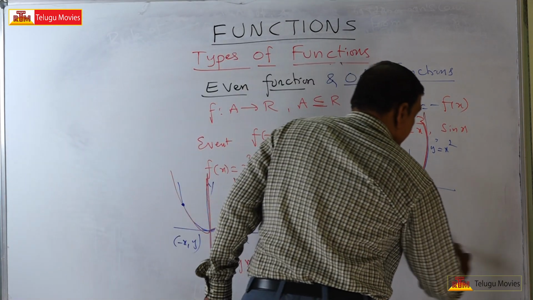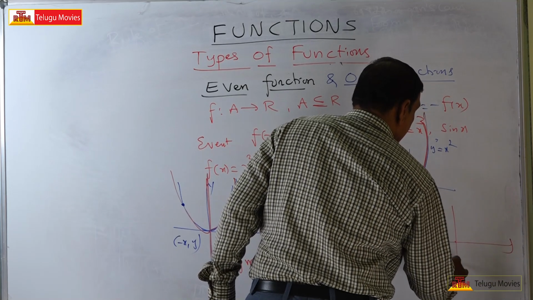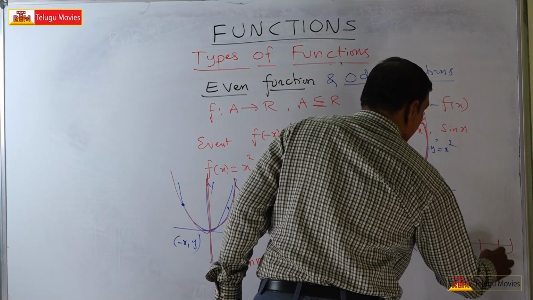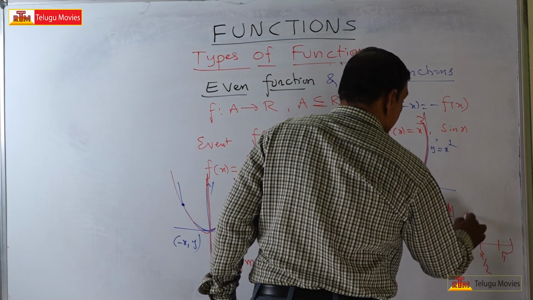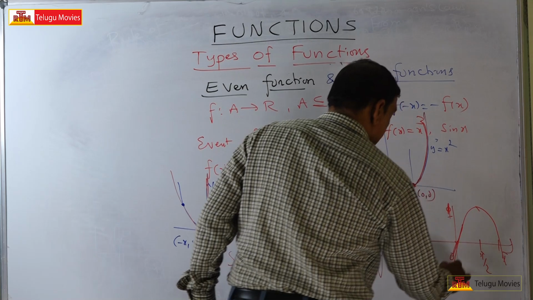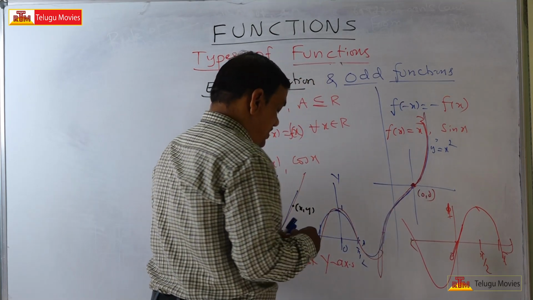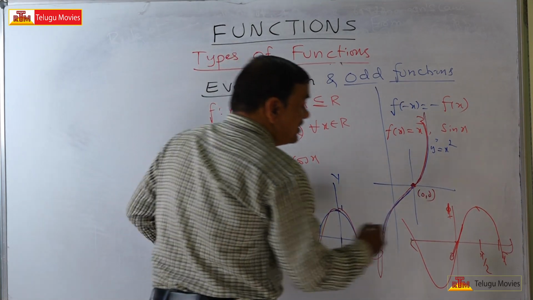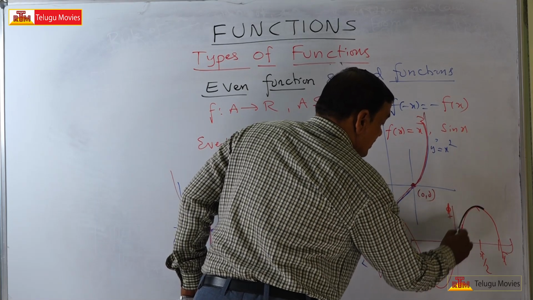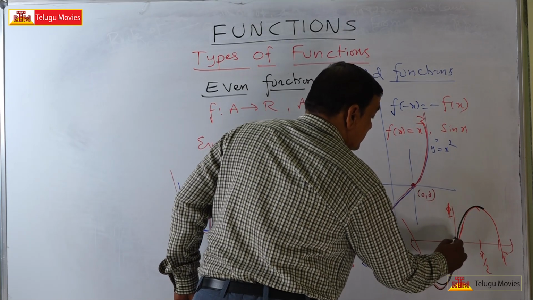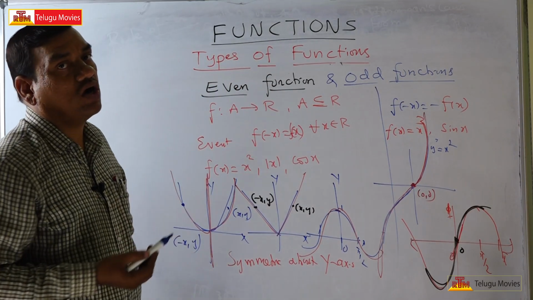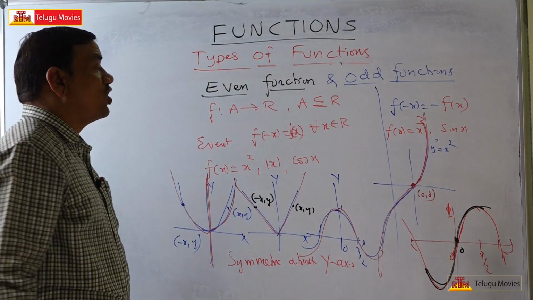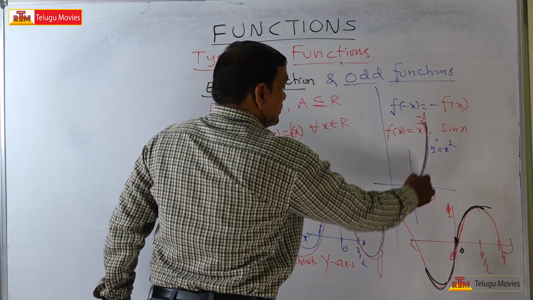Observe the sin x graph. So this is sin 0, this is pi by 2, this is pi, this is 0. 1, sorry. So this is pi by 2, again pi. Again it will come like this. Observe here the graph, symmetric about origin. Whatever lies above the origin, the same thing lies below the origin also. That is the nature of the curve of the odd functions.